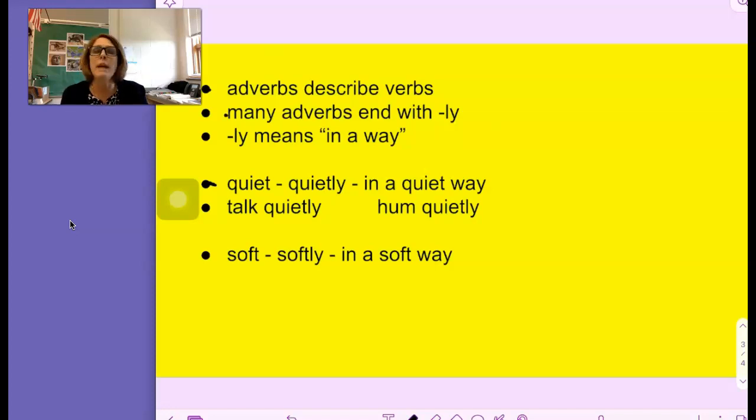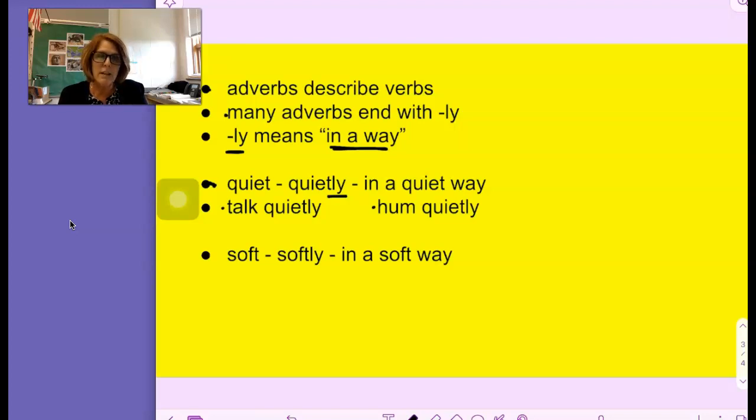Most of them do. That's what we're going to be focusing on. And that suffix ly means in a way. So it's how you're doing something. So if we look at quiet and we add ly to quiet, we get quietly, and it means in a quiet way. How did they do it? They did it quietly. We can talk quietly. We can hum quietly. Can you think of any other things we might do quietly?